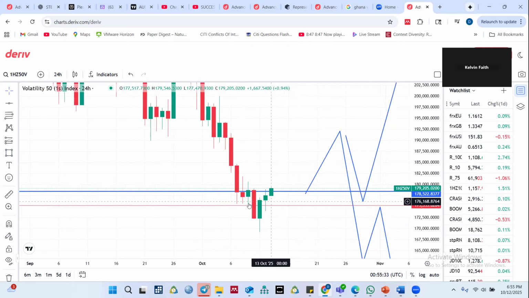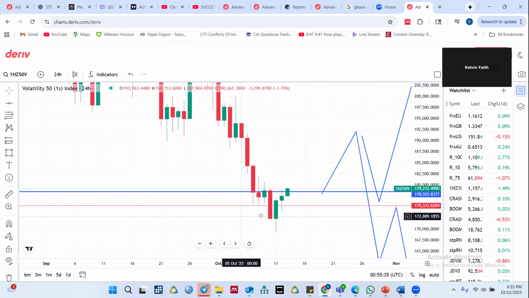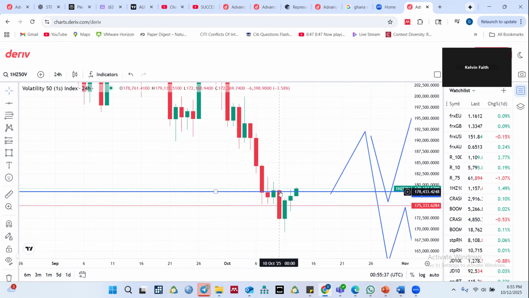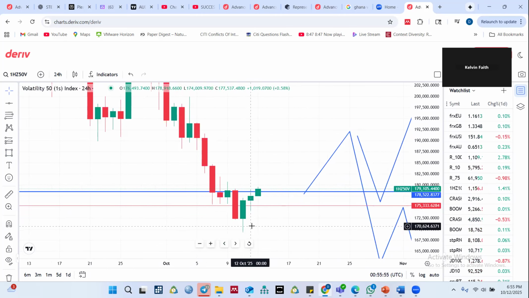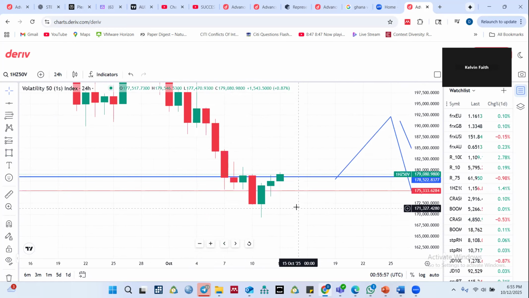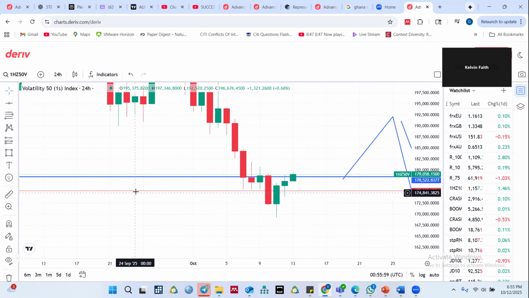Once we got the close, this is the market revealing its intention that sellers still have intention to take over and push price down when price is below the blue line and also below the red line. But the buyers also step in once more and say, we are still here. We have not gone anywhere.